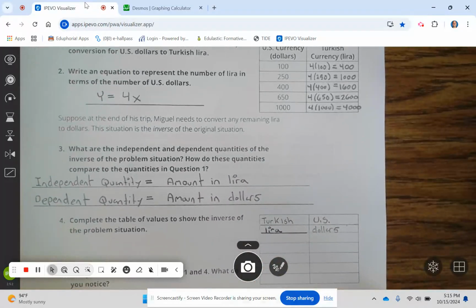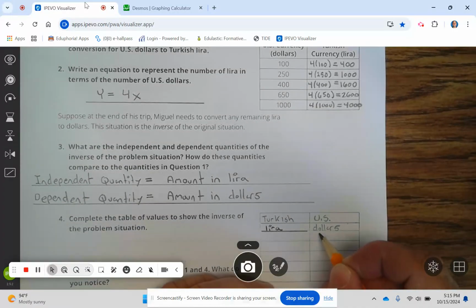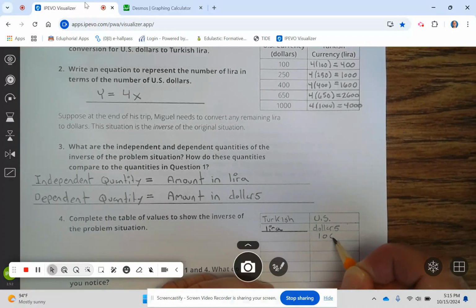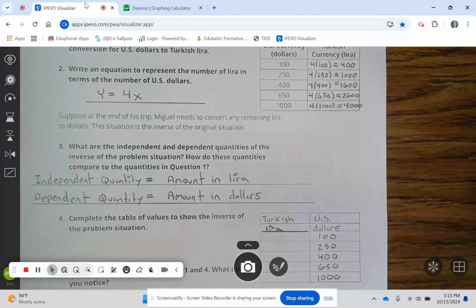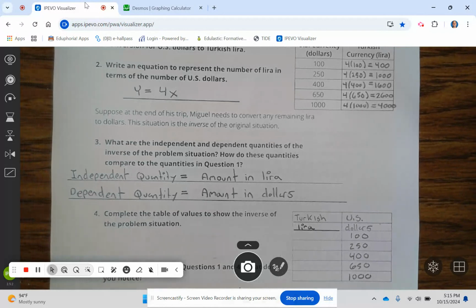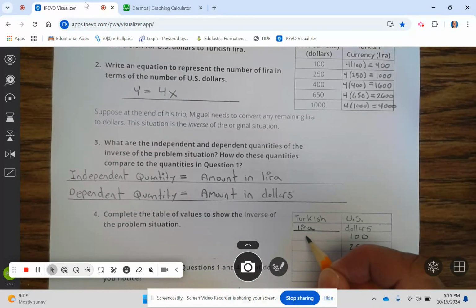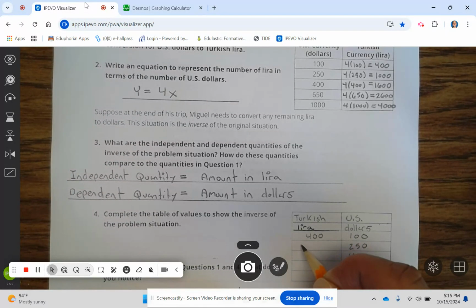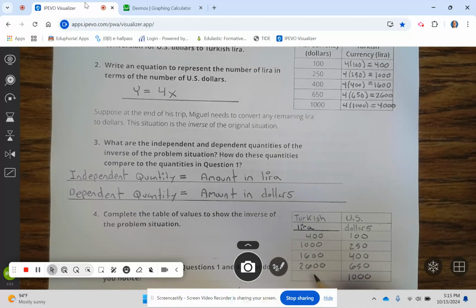So this will be 100, 250, 400, 650, and 1,000. And then this will be 400, 1,000, 1,600, 2,600, and 4,000. All right, go ahead and complete the table.